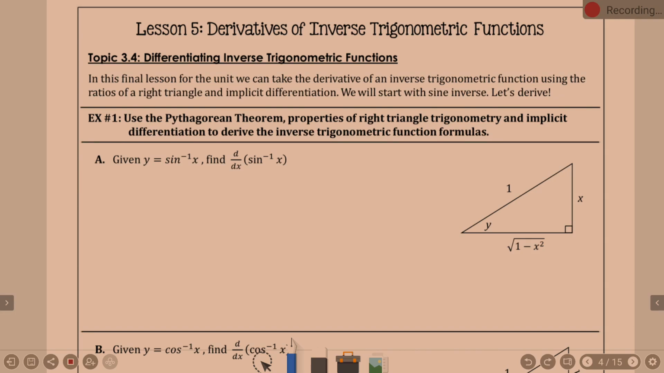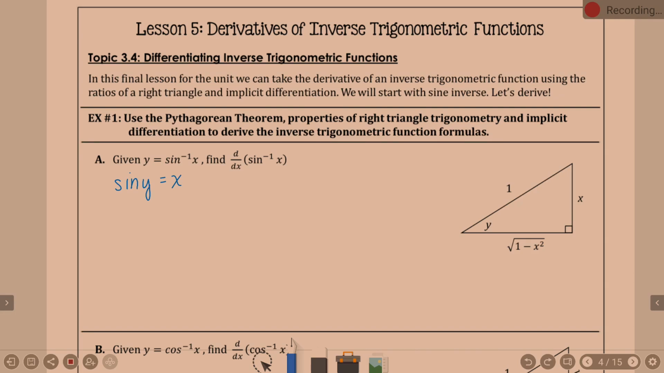Start basic with me here. Inverse functions in general do what? Inverse functions take your x and your y and switch them, yes? Sine inverse is no different. Sine inverse takes my x and my y from sine and switches them. So if this is y equals sine inverse x, it's going to be sine y equals x.